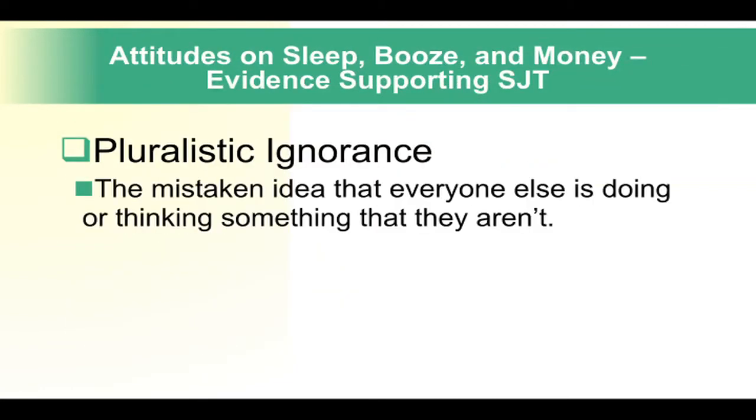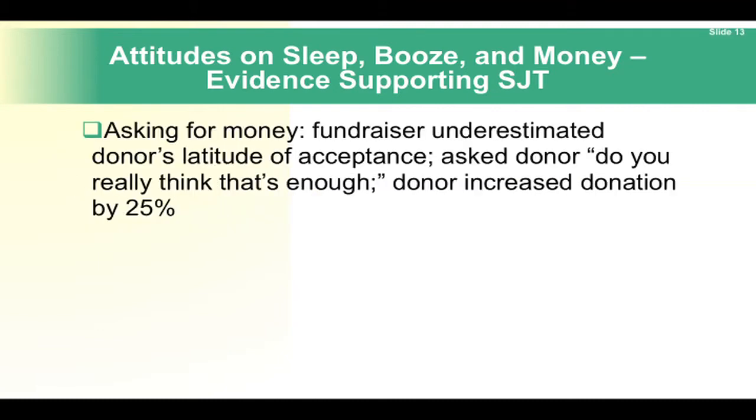Pluralistic ignorance is the mistaken idea that everyone else is doing or thinking something that they really aren't thinking or doing. In the discussion of asking for money, the fundraiser underestimated the donor's latitude of acceptance. The donor asked, "Do you really think that's enough?" And the donor increased the donation 25%.